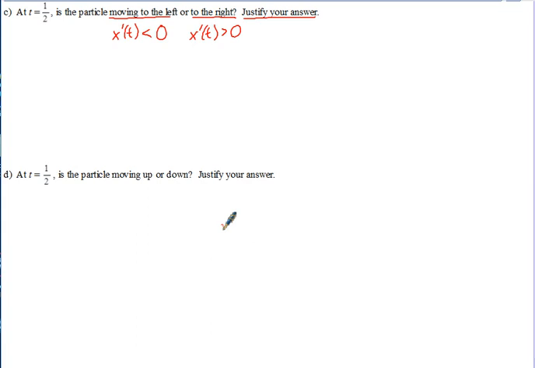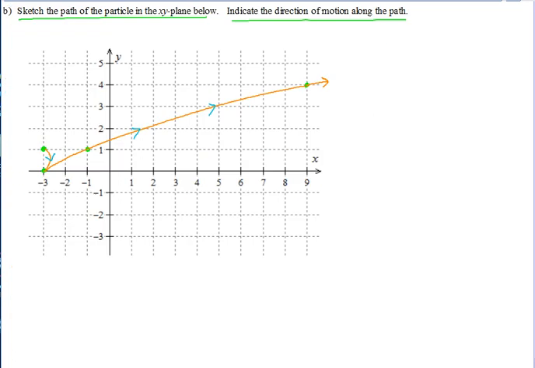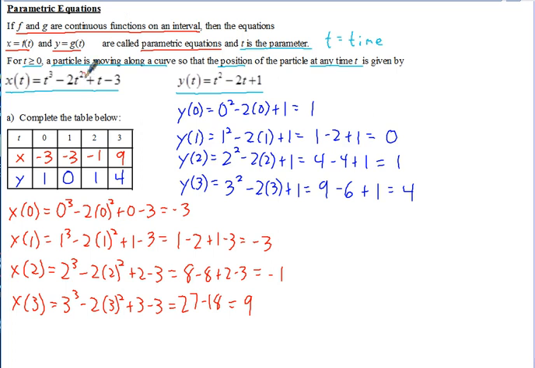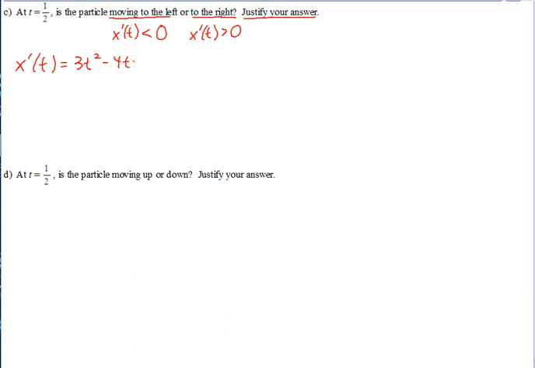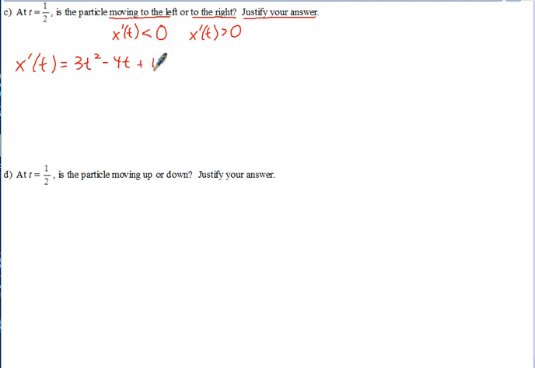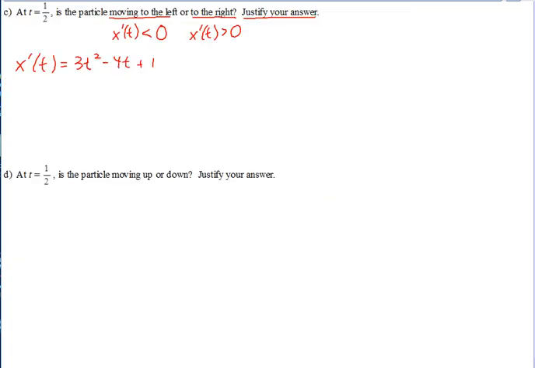So let's go ahead and find the derivative, x prime of t. You can take the derivative of each of these separately. The derivative of t cubed is 3t squared. Derivative of negative 2t squared, bring down the 2 to be negative 4t. The derivative of t is just 1. And the derivative of a constant, negative 3, by itself, is 0. So now this would give you how the x-coordinate is changing at any time. We want it specifically at time 1/2. So let's go ahead and substitute in 1/2.